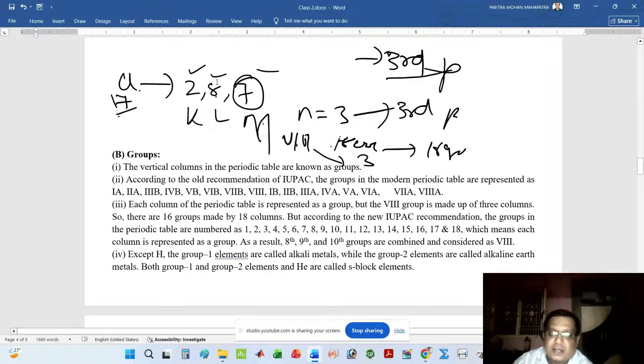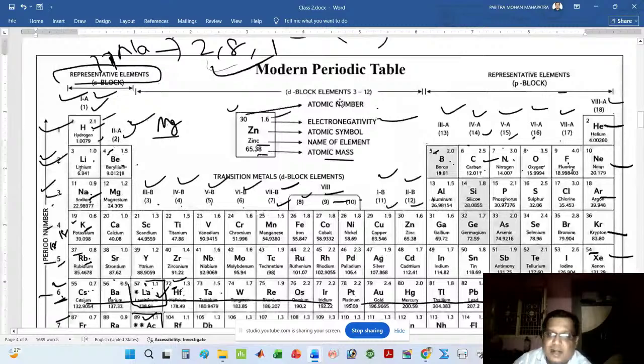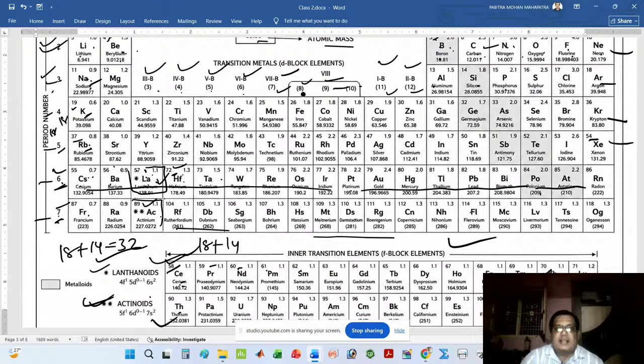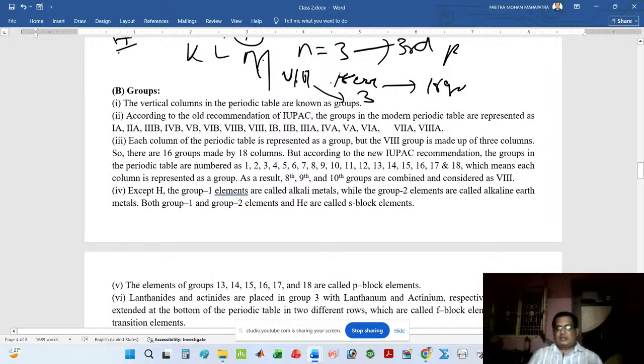Again, I want to show you the fact. Look at that. Your eighth column, ninth column, tenth column are combinedly represented as VIII. So here you can say that the vertical columns are considered as groups. There are two recommendations. Try to understand. One is the old recommendation, another is the modern recommendation.